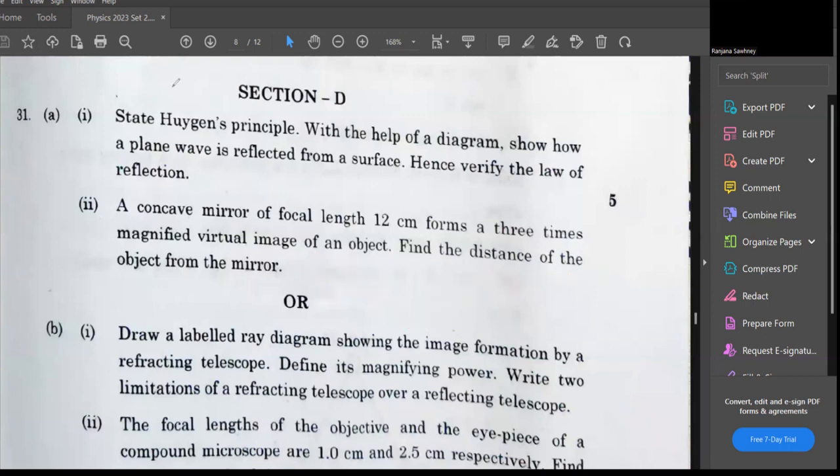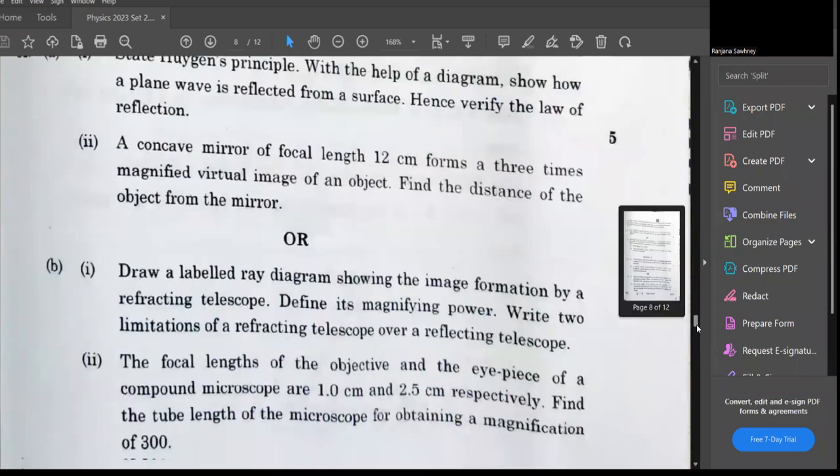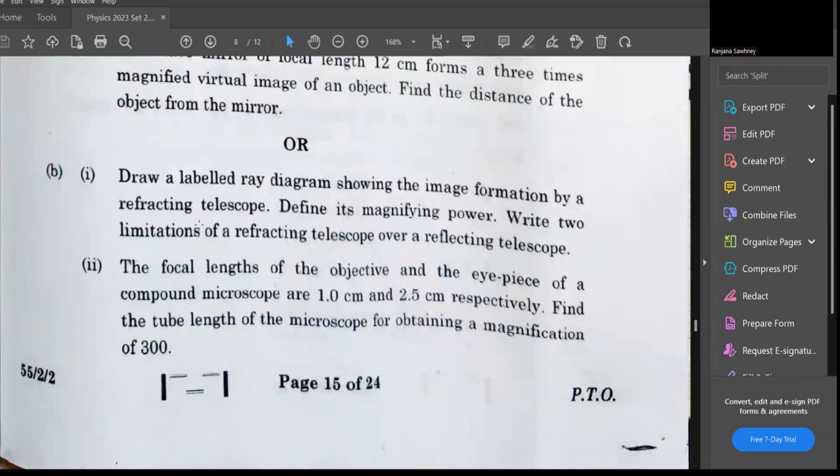The choice part is: draw a labeled diagram for a refracting telescope. Very simple. Define its magnifying power and 2 limitations of the refracting telescope over a reflecting telescope. The refracting telescope has spherical aberration because the objective is a convex lens of large aperture. So spherical aberration and chromatic aberration arise. Also, the image is not as bright as in the case of a reflecting telescope.